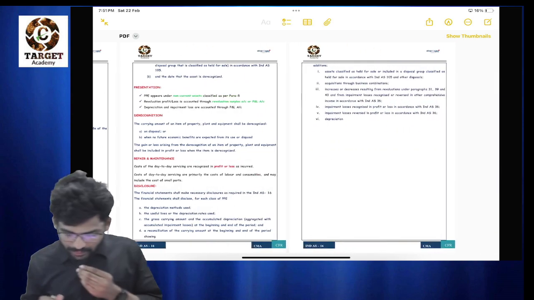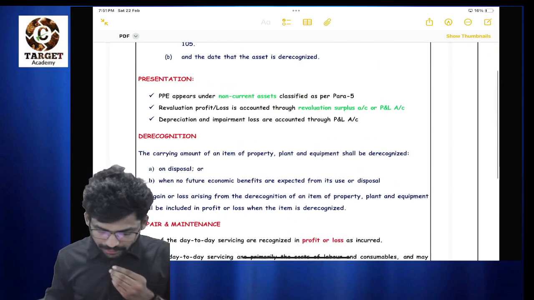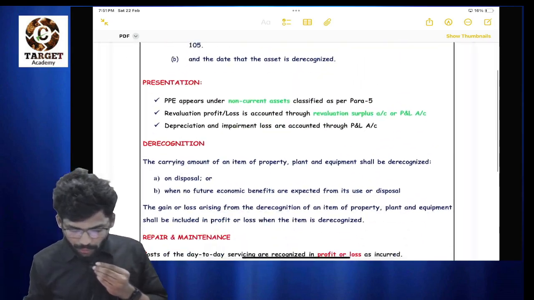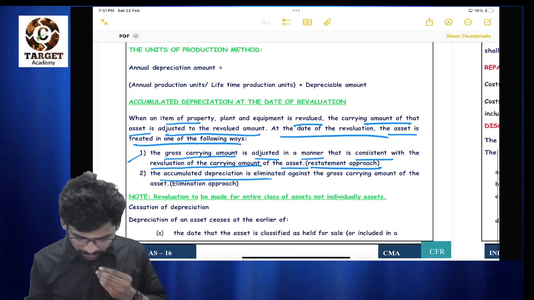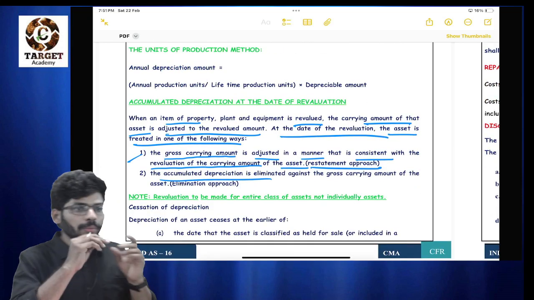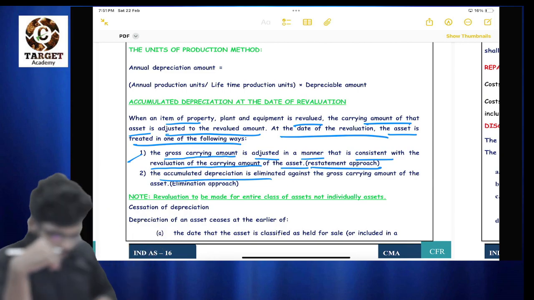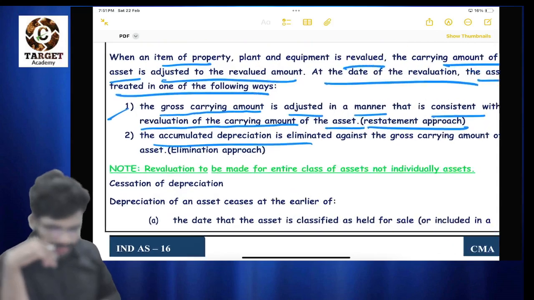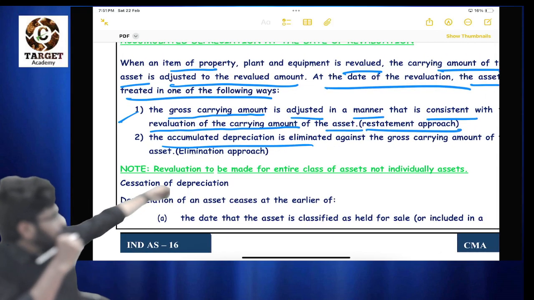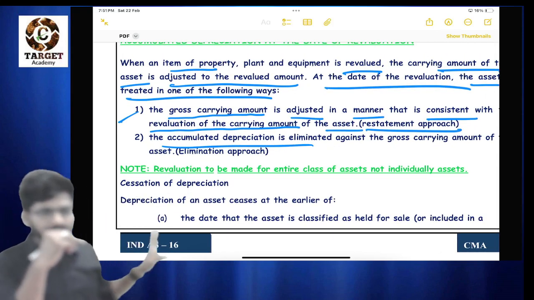So we are done with Ind AS 16. I think this presentation is there. Okay, coming to this point also. One more point, just it's an MCQ point. Revaluation to be made for entire class of asset, not individual asset. That is the note point.